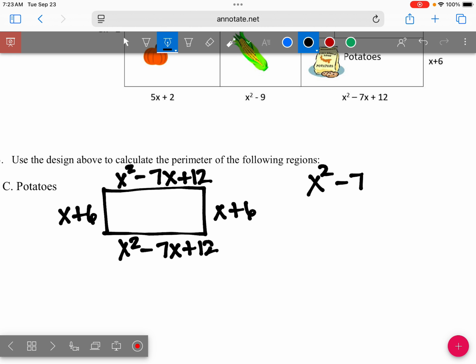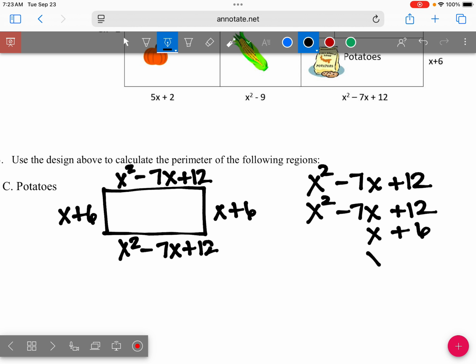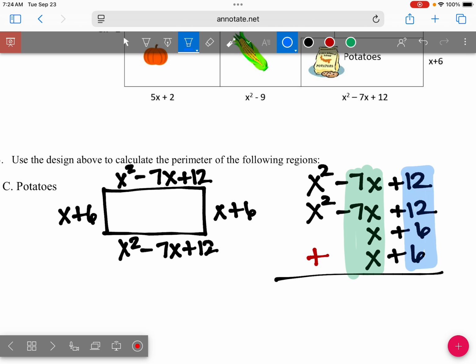So I have x squared minus 7x plus 12 twice. And I have x plus 6 twice. Notice that I'm lining up the like terms. So my x squareds are lined up, all of my x to the first powers. These are all my like terms. They're added up, they're in the same column. And then all my constant numbers are in the same column. And all of my x squareds. And the invisible number in front of the x is 1.